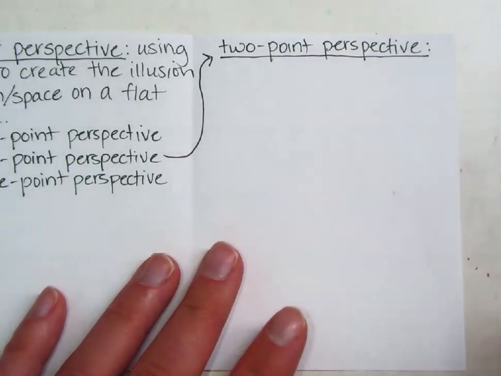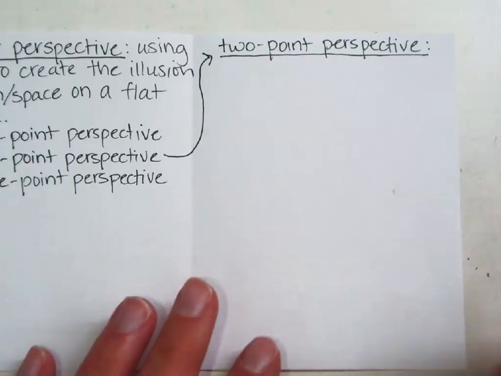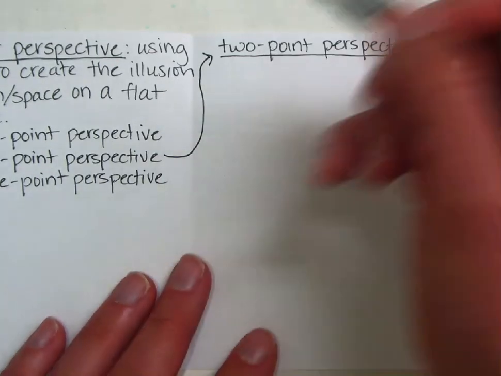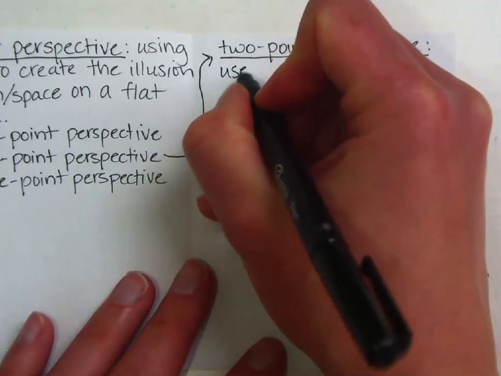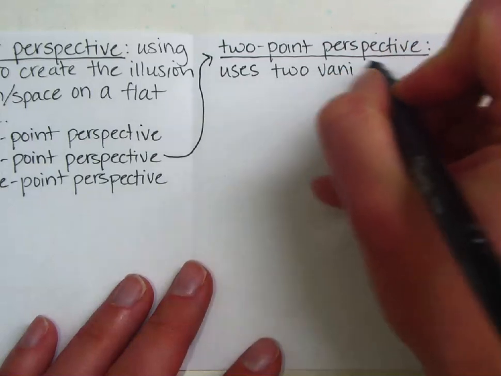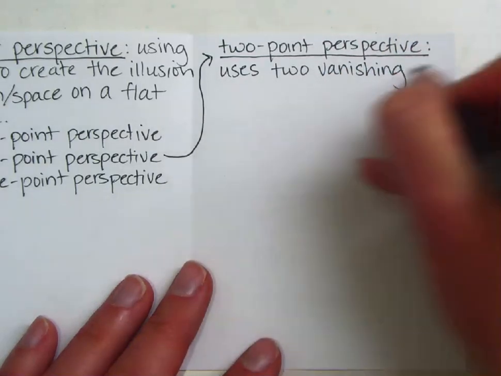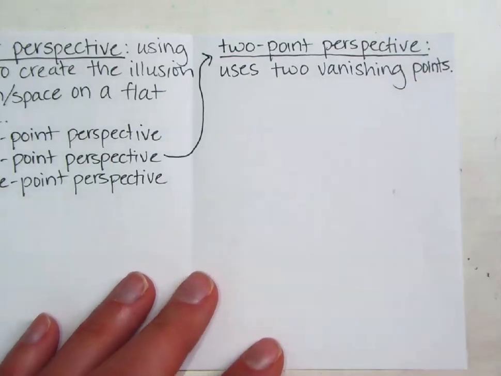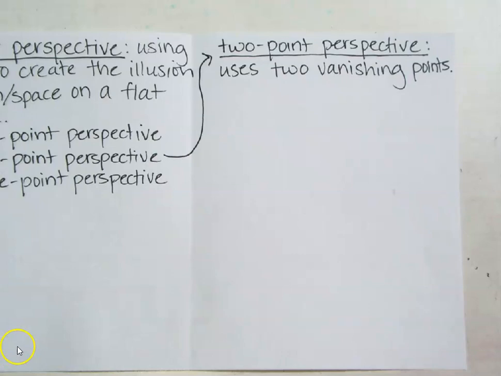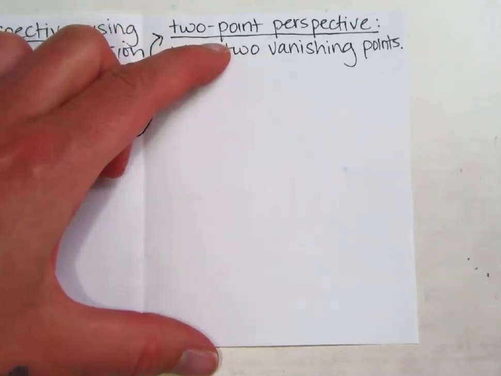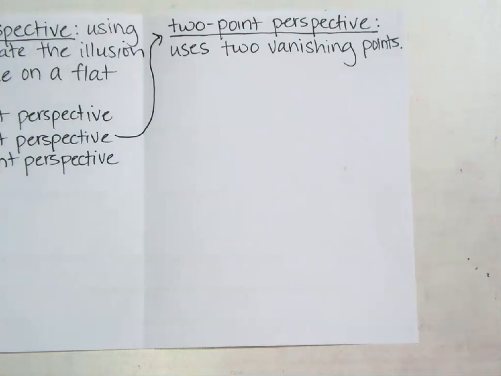Okay, and really all we need to add to this, since it already is linear perspective, is that it uses 2 vanishing points. All right, so you guys have this whole empty space right here. We are going to use this to draw our example of 2 point perspective.